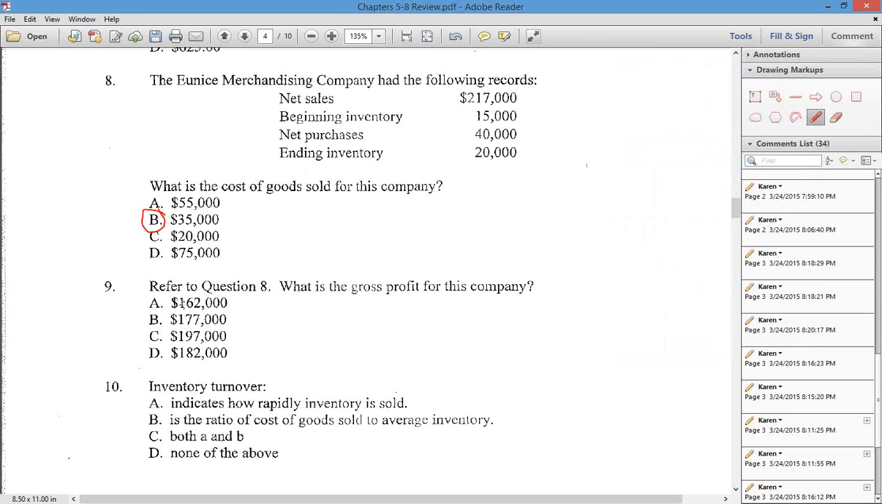Okay, the second one refers to question A. What is the gross profit for this company? So we know our sales minus cost of goods sold equals gross profit. So if I know sales are $217 minus cost of goods sold equals gross profit, what's my answer to this one?